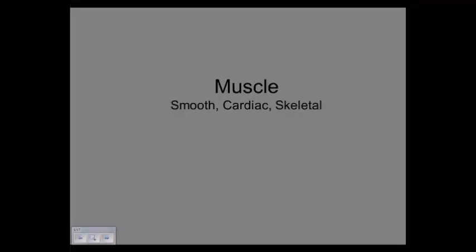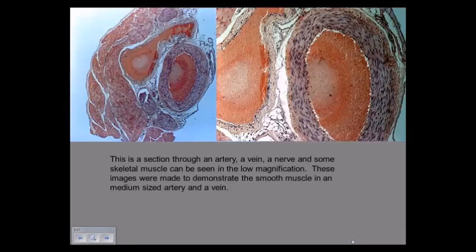Okay, three types of muscle: skeletal muscle, smooth muscle, and cardiac muscle. Okay, this is smooth muscle. Here's some smooth muscle out here. This is a thick-walled, medium-sized artery. What kind of tissue is right here? And here. Dense, irregular connective tissue.